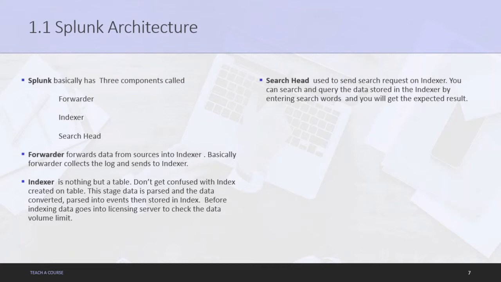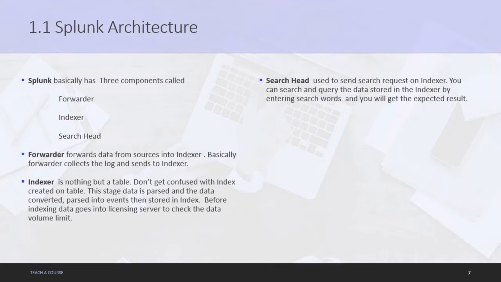The forwarder is a small running agent Splunk has, called the universal forwarder. Wherever you want to pull the logs, we have to install the Splunk universal forwarder onto your web server or any other place. This Splunk forwarder is a very, very light agent. It will keep running on your machine, pull the log files, and send those log files to the indexer.